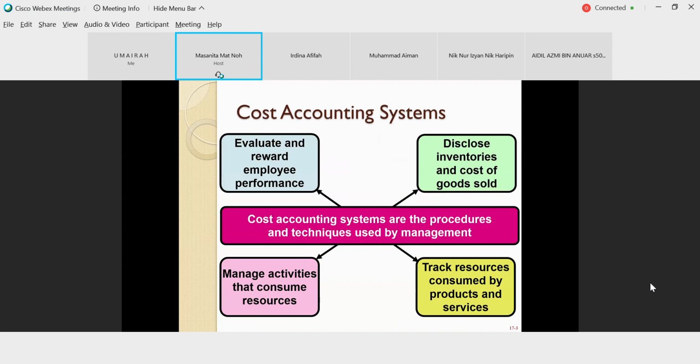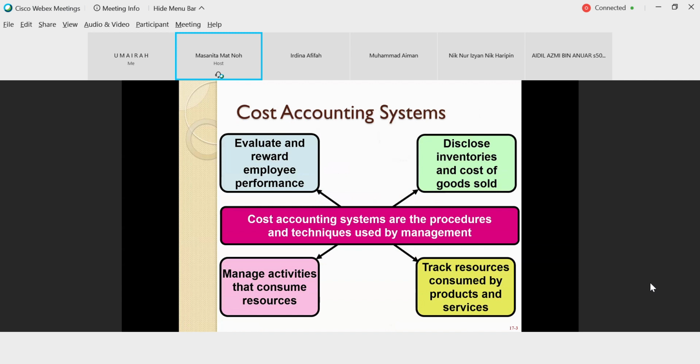Alright, because accounting system are the procedures and techniques that used by the management. Satu, okay, they want to know how much is their resources that they need and they used. Okay, macam tadi lah masa before this kan during their planning stage tu, okay, they will determine for each item that we contribute to the cost. Okay, direct materials, indirect materials, direct labor, indirect labor, all the other overheads.